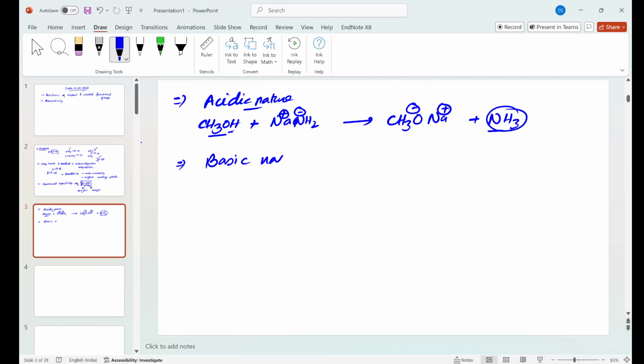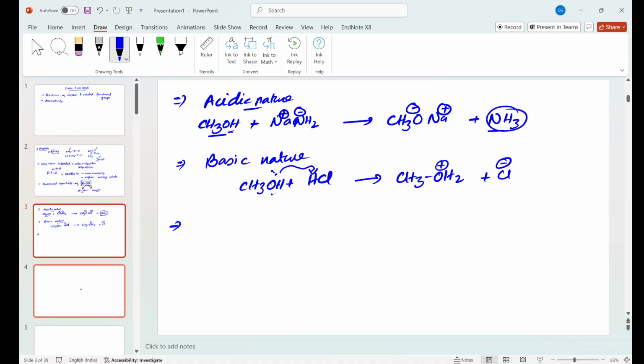Whereas if you react this one with an extremely acidic substance, for example, you react methanol with HCl, what will happen? This oxygen has a lone pair, so this lone pair will go and abstract this proton, so that you will have CH3OH2 plus Cl minus. So you can see, depending on the reactant, it can show both acidic as well as basic nature.